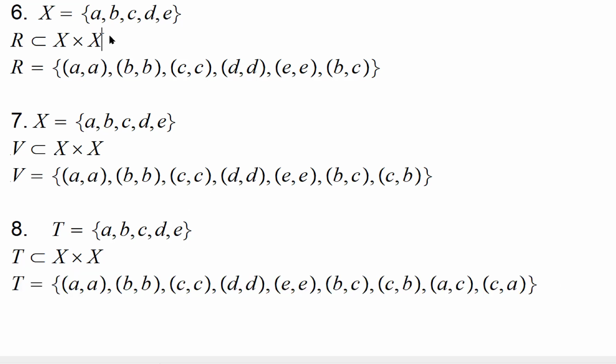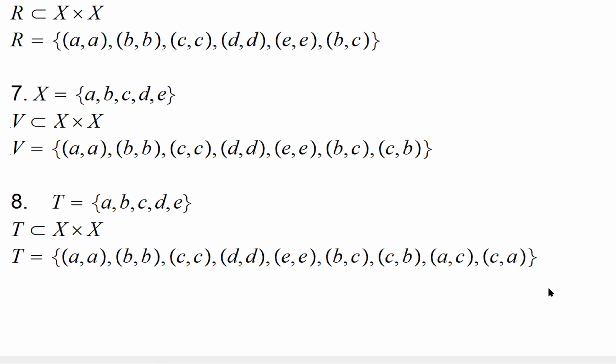And X has 5 elements, so X cross X will have how many? 5 times 5, that is 25 elements. So I just picked up a few to define these relations. Okay, so we have 8 relations to handle, and the book has many more, and you can just go on Google and you'll find many, many more. All right. So let's work with these.